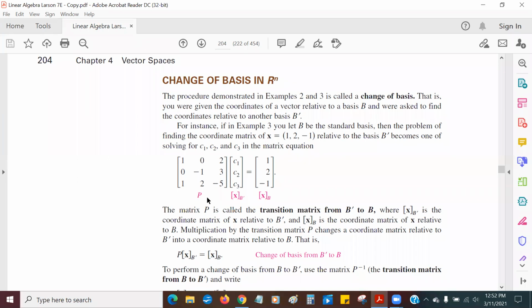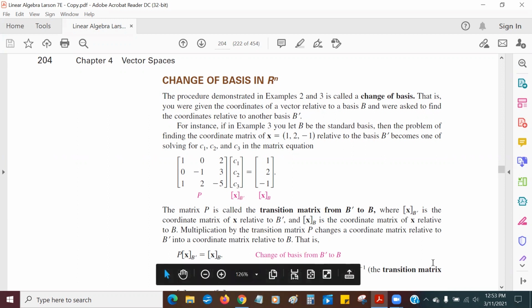So this matrix over here, which I'm calling P, is a transition matrix from B prime to B. It turns this B prime thing into a B thing. That's exactly what's going on here. And so that's how we do a change of basis from B prime to B.